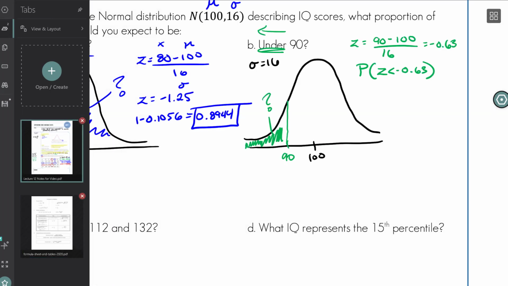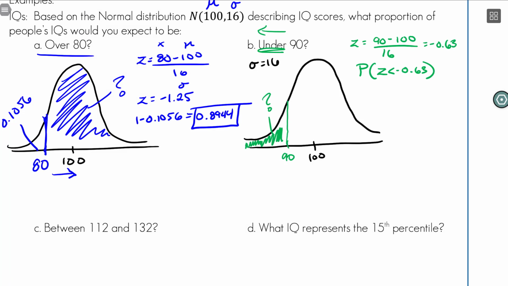So we'll go back and we'll mark that area as 0.2643. That's the area to the left of the curve. Do we need to subtract from 1 this time? No, because we wanted the area to the left of the curve. So that's our answer, 0.2643. Boom, boom, boom. Done and done.